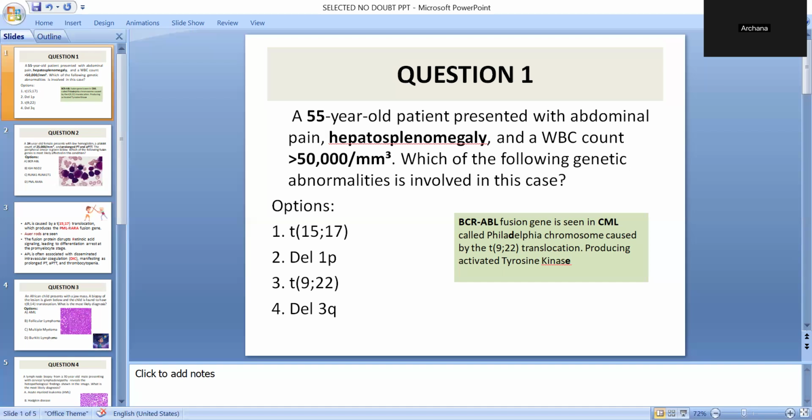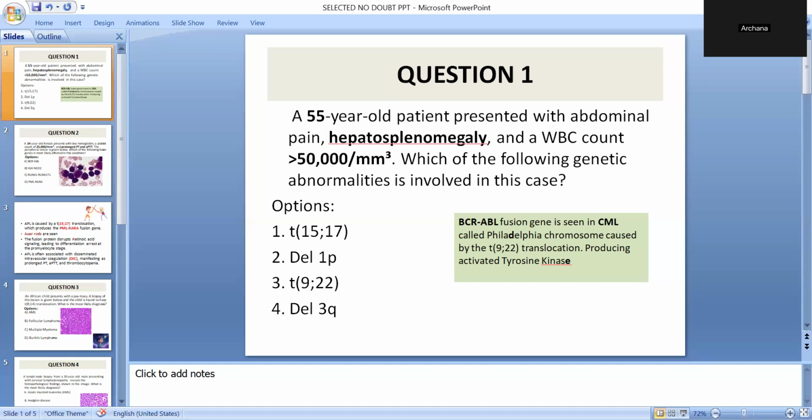Having said that, what are the others? t(15;17) is a translocation related to an acute form of leukemia, which we'll see sometime later. Deletion 1p is related to some other form of cancer, multiple myeloma. How do we remember? 1 is written as a single stick, so the 1 can stand as a vertebral column. We know that multiple myeloma affects the vertebral column. So deletion 1p is in multiple myeloma. Deletion 3q is in some other myeloproliferative disorders, not to get confused. So the best probable answer for this question is t(9;22).